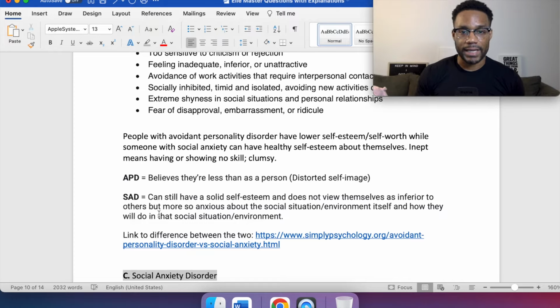Whereas social anxiety disorder can still have a solid self-esteem and does not view themselves as inferior to others, but is more so anxious about, again, the social setting, the situation, the environment itself, and how they will do in that social situation or environment.